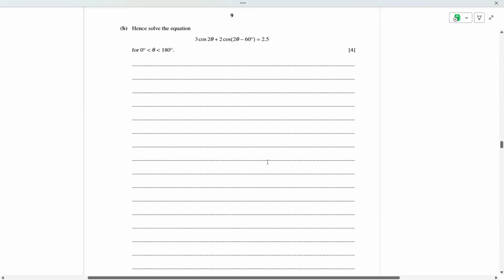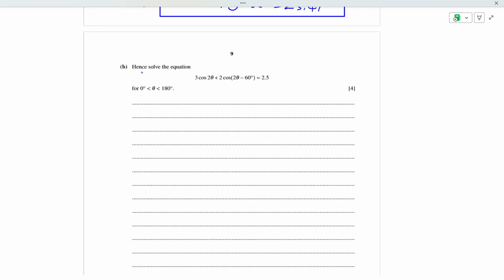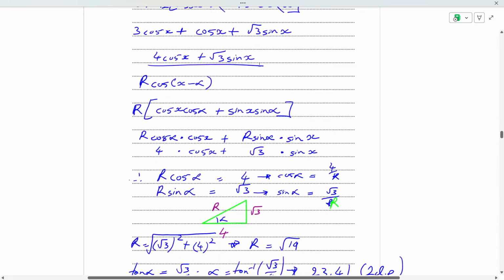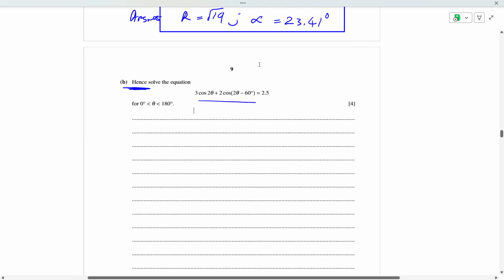All right, question 6b then says, hence, solve the equation. Every time you see this "hence" in any question, that means you're using the previous question's solution, some part of it, to solve the second part. This equation is equal to 2.5. As you can see, to make it easy, we're going to use that r cos x minus alpha in this case.